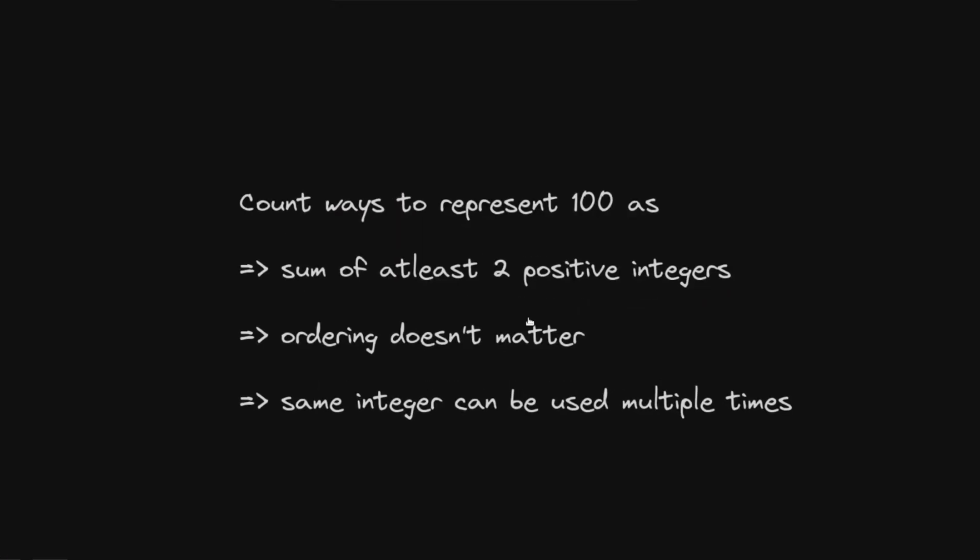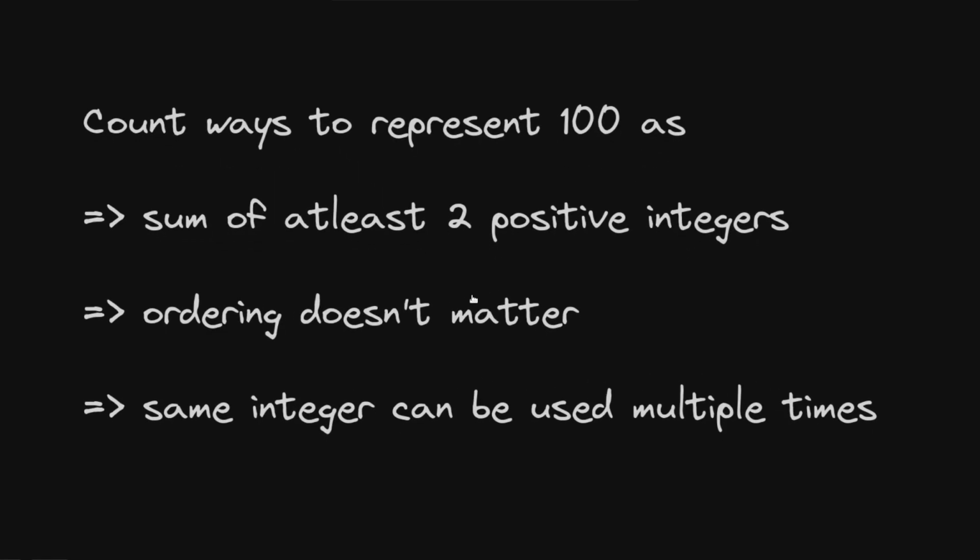So let's go through it in brief. We need at least two positive integers to represent 100, and the ordering does not matter. Hence, we need to make sure that if we consider a number, let's say 10, two times, then we don't need to consider it again anytime. So either take it 0 times or multiple times. So this is the main idea.